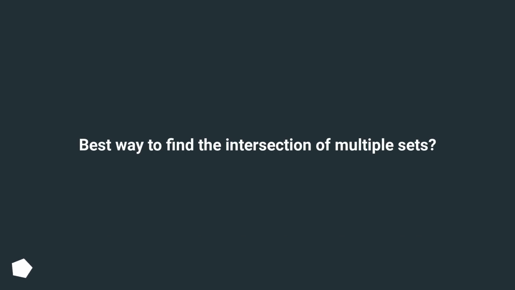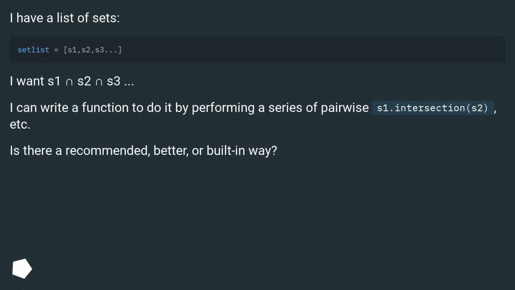Best way to find the intersection of multiple sets? I have a list of sets. I want S1 ∩ S2 ∩ S3 and so on. I can write a function to do it by performing a series of pairwise intersections, S1 intersection S2, etc. Is there a recommended, better, or built-in way?